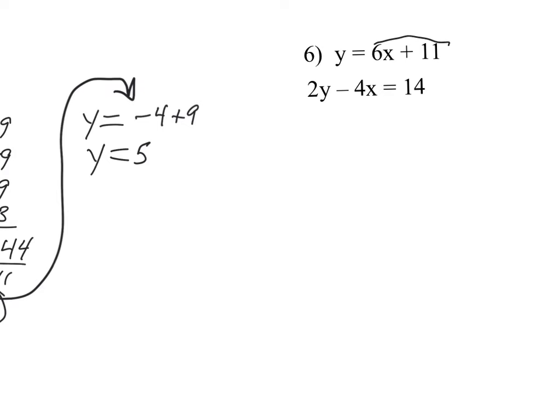The next equation again says y is equal to 6x plus 11. That goes in place of y. So you will have 2 times the quantity 6x plus 11 minus 4x equals 14. Distribute, then combine like terms, then solve to find out what x is equal to. Once you find out what x is equal to, plug it back in. Again, I would suggest the first equation in this case because it's easier, and find out what y is equal to. Okay.